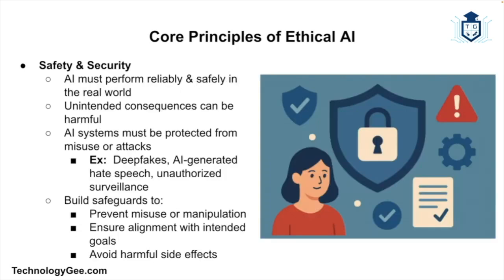So an AI that works perfectly in the lab but causes chaos in the real world, well, that's a problem. Safety is about making sure AI does what it's supposed to do without unintended side effects. And security means protecting AI from being hacked, manipulated, or misused. And that includes deep fakes that are used for disinformation. That also includes AI models that are hijacked to produce hate speech.